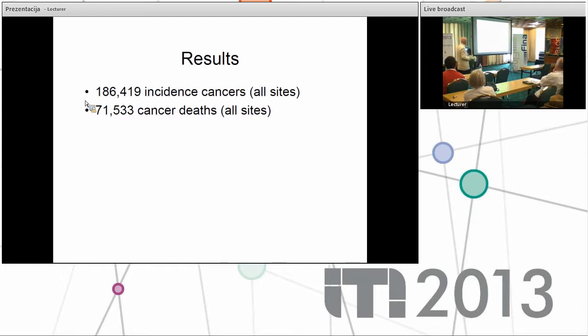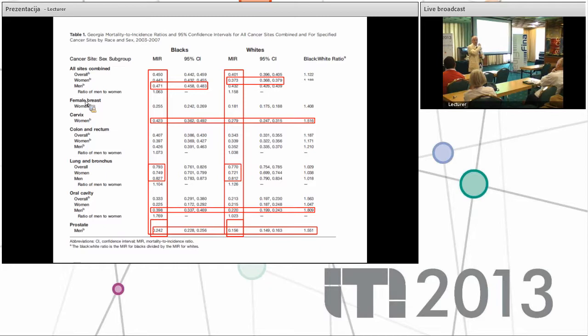We had 186,000 incident cancers and 71,000 cancer deaths for the state of Georgia over that time period. We had a geographic GIS score, and so we only were able to use the data that actually had a good address, right? And then we mapped each one of those, right? So we knew the exact location within the census tracts and counties for each of these cancers. And then we calculated the rates.